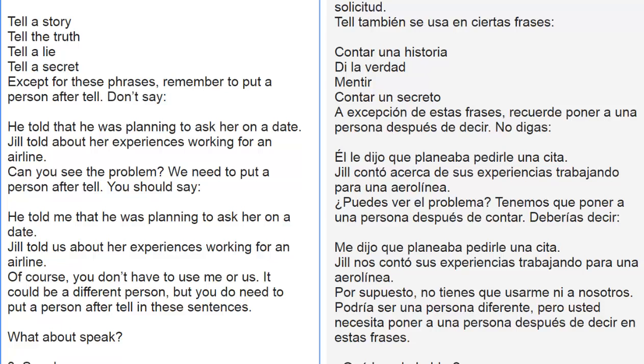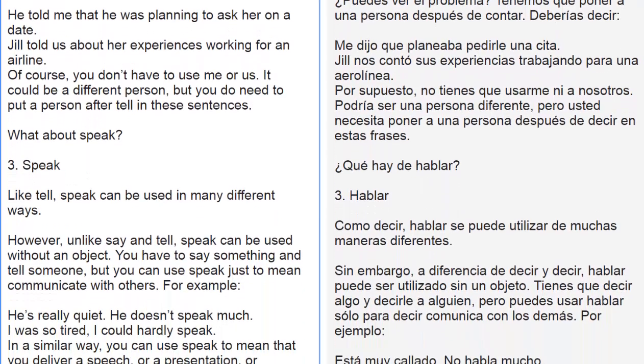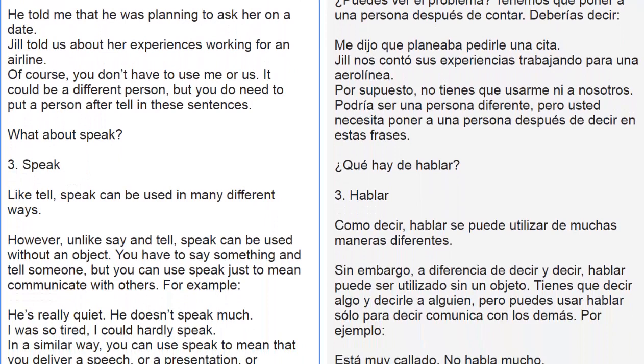Except for these phrases, remember to put a person after tell. Don't say, he told that he was planning to ask her on a date, or Jill told about her experiences working for an airline. Can you see the problem? We need to put a person after tell. You should say, he told me that he was planning to ask her on a date. Jill told us about her experiences working for an airline. Of course, you don't have to use me or us. It could be a different person, but you do need to put a person after tell in these sentences.